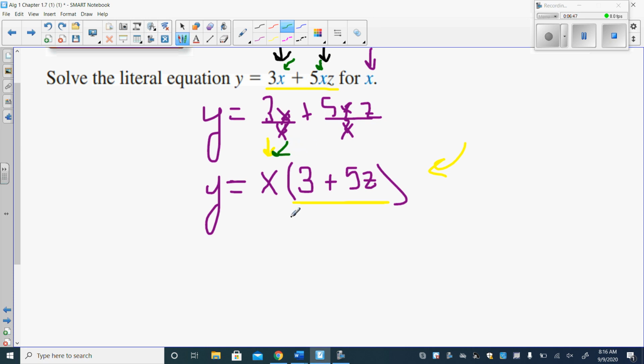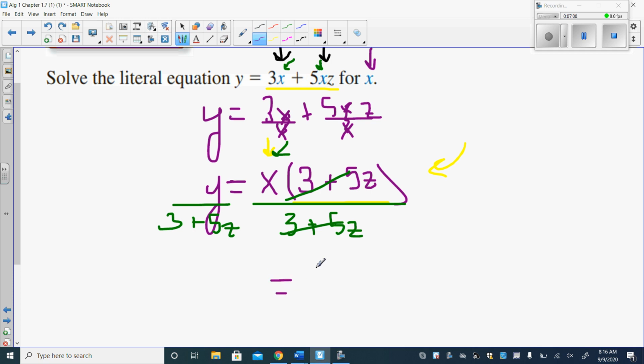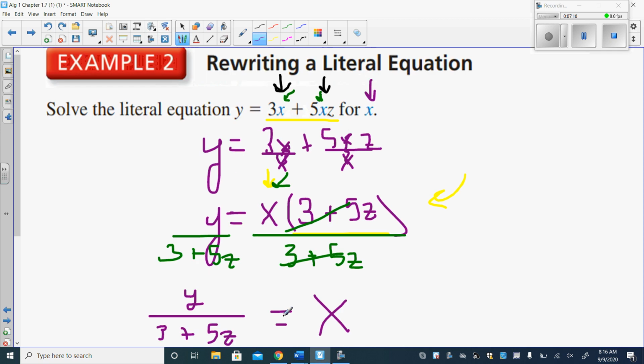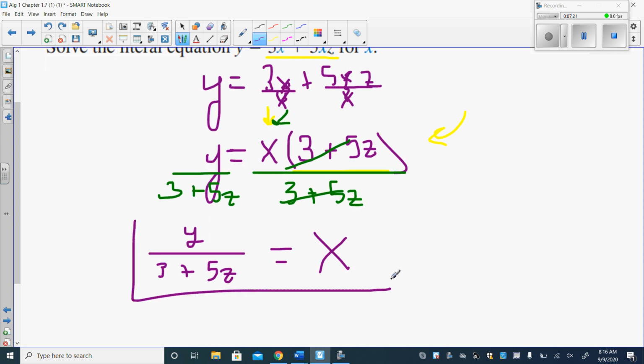There's only one. And what that means for me now is that I can get it by itself by dividing both sides by 3 plus 5z. And these here would cancel. And over here I have 3 plus 5z. So on the right-hand side, I'm left with x. And on the left-hand side, I'm left with y over 3 plus 5z. So here it gets a little bit more complicated, but not a whole lot. It's just knowing what steps to do.